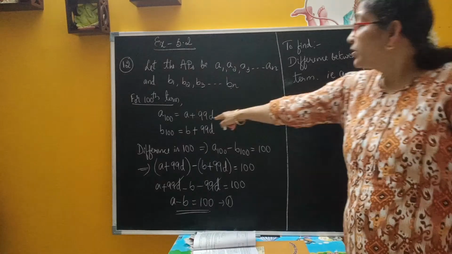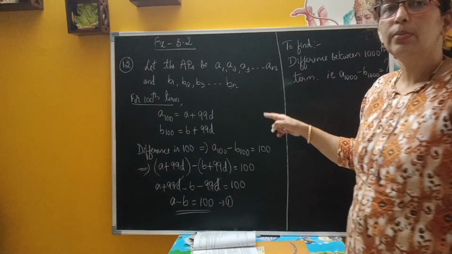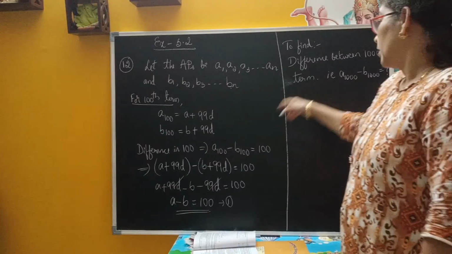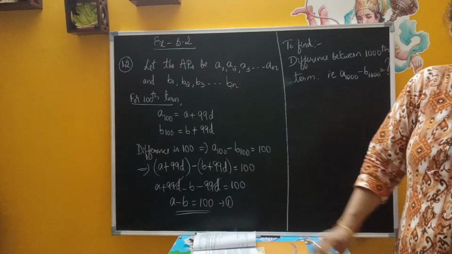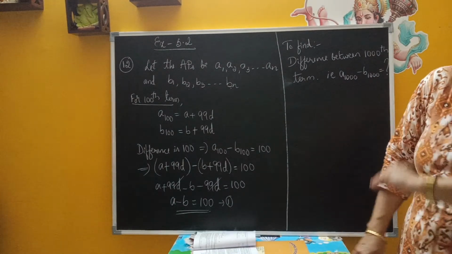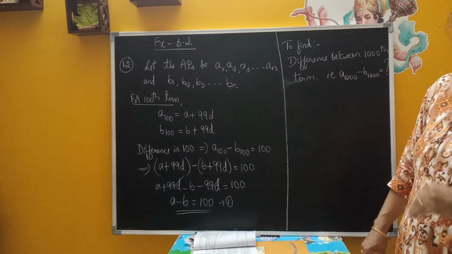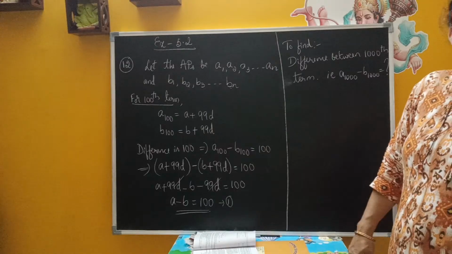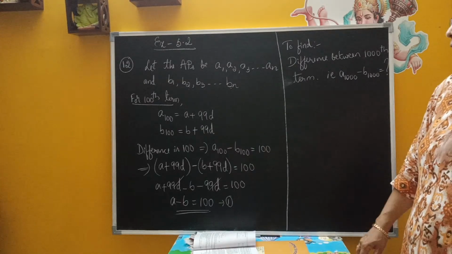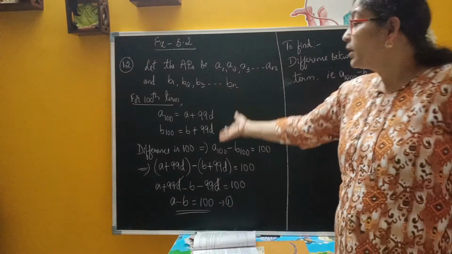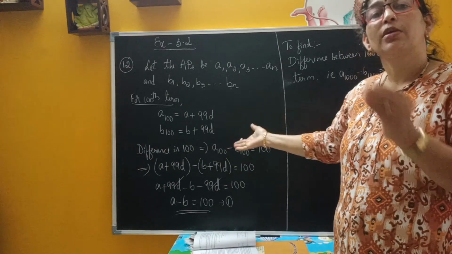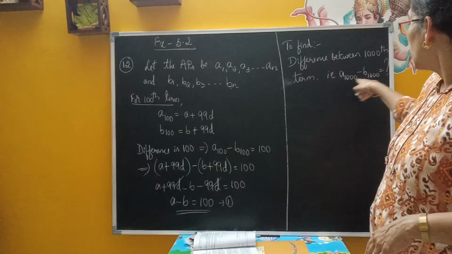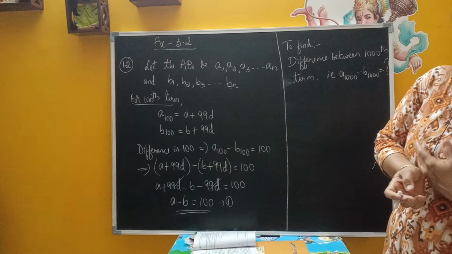Let us use the same formula for the nth term: An is equal to A plus n minus 1 into D. So, see children, at least in the exam, if you don't know anything, at least write the formula. Sometimes you get half a mark for that. If you don't have an option, then at least write the formula, at least till this much. Half mark, 1 mark, it adds up. Don't leave it blank. So here A1000 minus B1000 is asked to find.